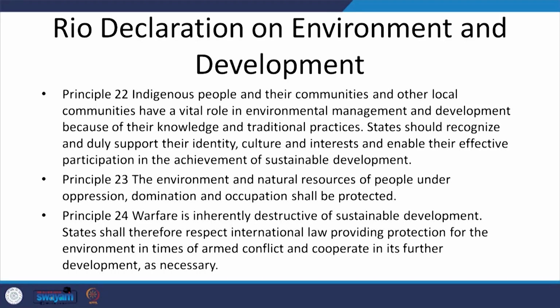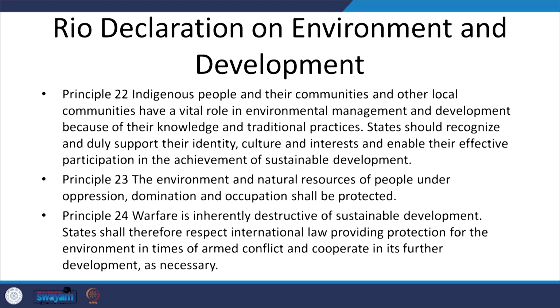Principle 22 emphasized on integrating and respecting indigenous people and their communities and other local communities who have been identified to play a pivotal role in environmental management and development because of their traditional knowledge, because of the traditional practices that these communities possess. Principle 23 states that the environment and natural resource of people under oppression, domination and occupation shall be protected. That is why we have seen a lot of protests happening all across the world, which were by people and communities who were not so powerful yet had a larger control over the environment and natural resources of a certain area, largely the indigenous communities.